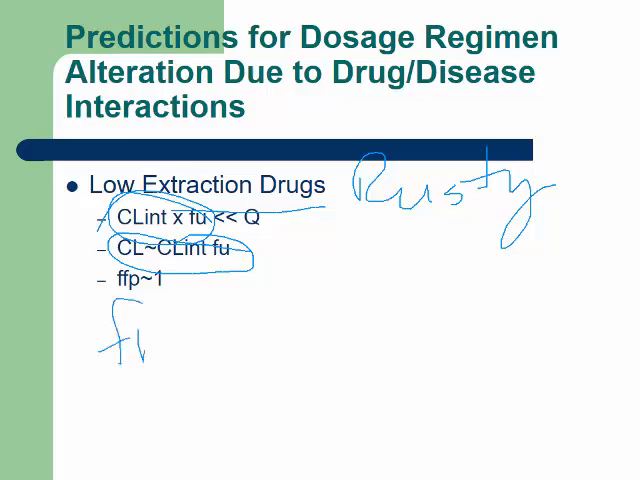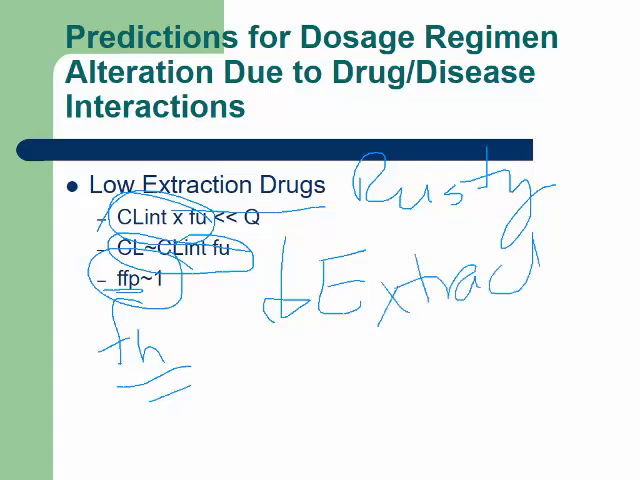And this also needed to be changed to our fraction that escapes first pass effect, which I used to symbolize it like this, but now I symbolize it as FH, is approximated by 1. Most of this drug gets through the liver, which makes sense, right? If it's a low extraction ratio, we're going to have a high fraction that escapes that extraction by the liver. So we're going to use these assumptions to be able to figure out how to make changes as we have drug and disease interactions come along.